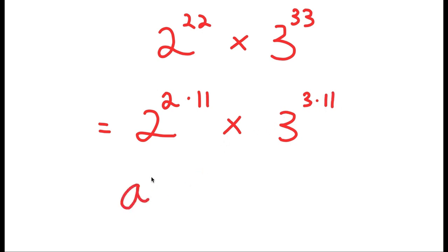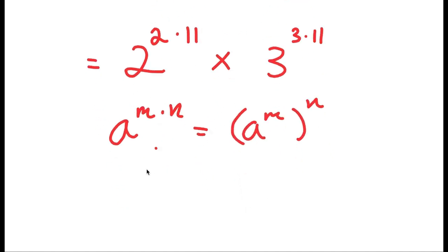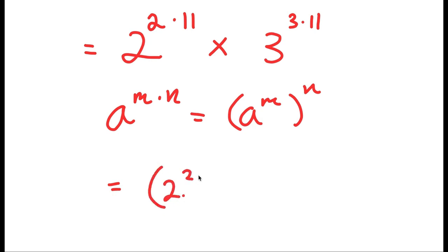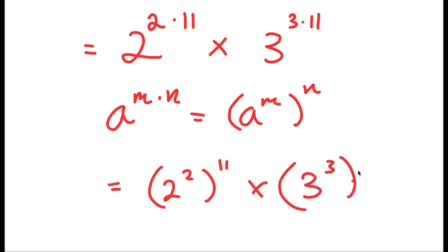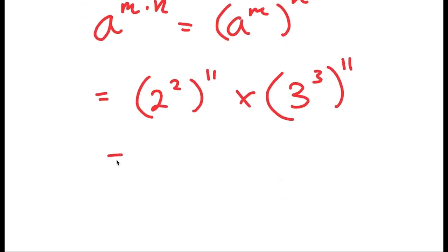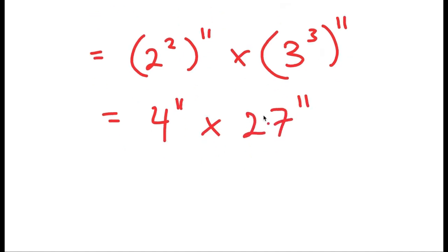Now, if I have something in the form a to the power of m times n, this is equal to a to the power of m to the power of n. So this turns into 2 to the power of 2 to the power of 11 times 3 to the power of 3 to the power of 11. Now 2 to the power of 2 is 4, so I get 4 to the power of 11 times 3 to the power of 3 is 27, so 27 to the power of 11.